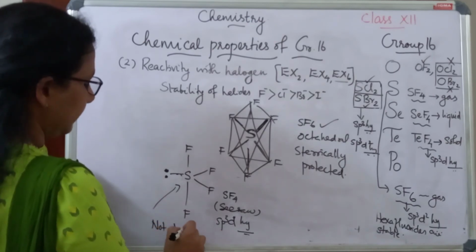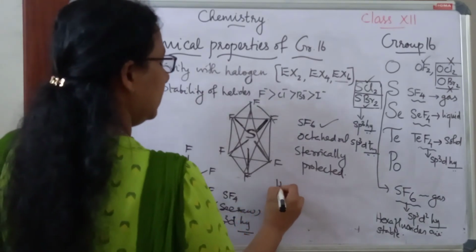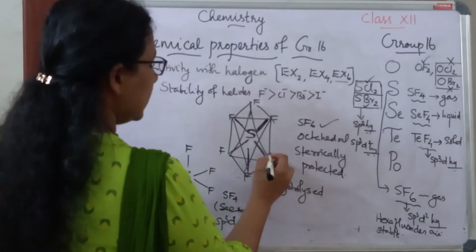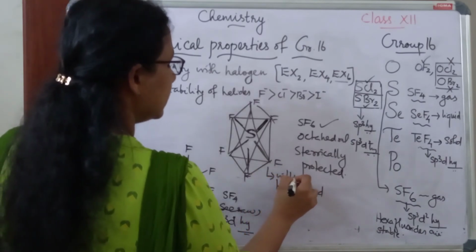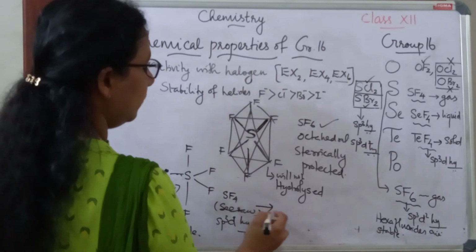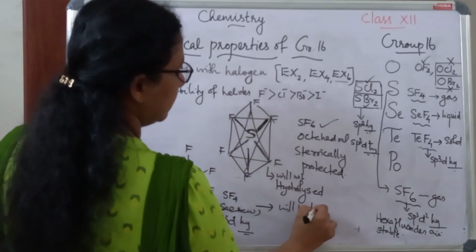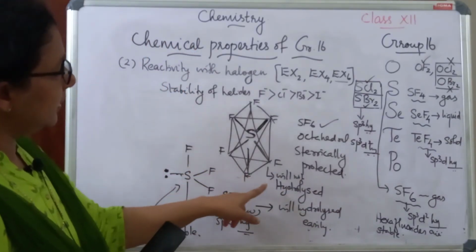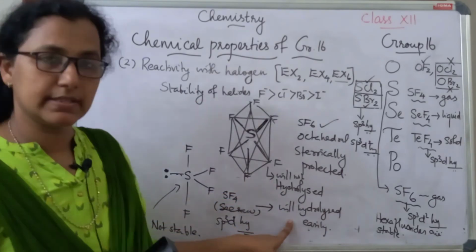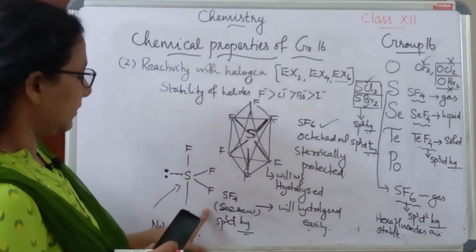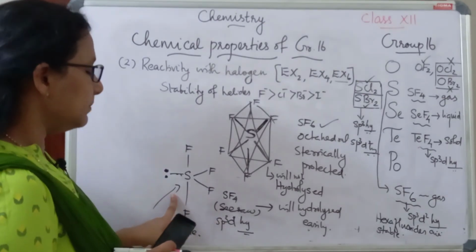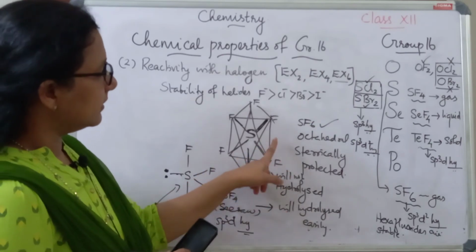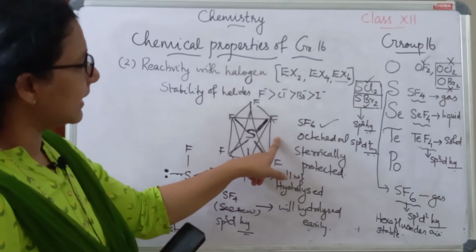This is not stable. So if we are hydrolyzing, this SF6 will not hydrolyze easily, but SF4 will hydrolyze easily because it is not sterically protected, or it is not stable. This is having empty space, so hydrolysis will take place easily. But in the case of SF6, it is sterically protected and this is kinetically inert and this is a stable molecule. So this is exceptionally stable.